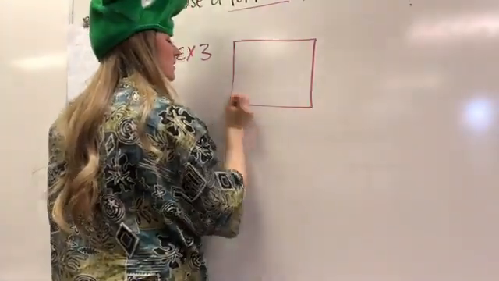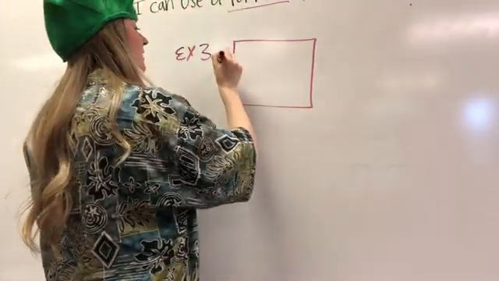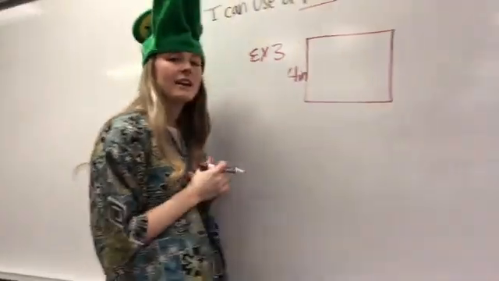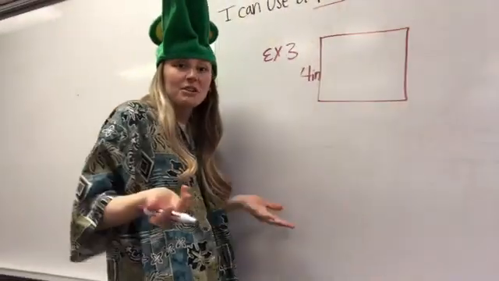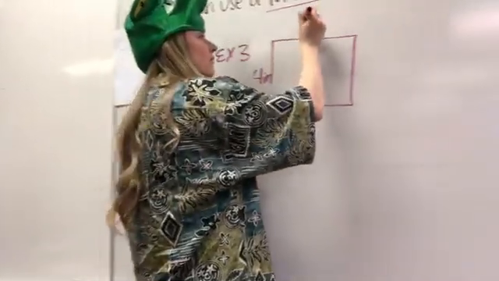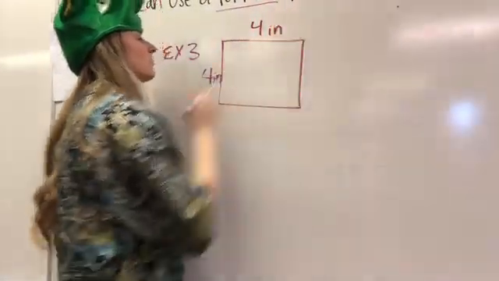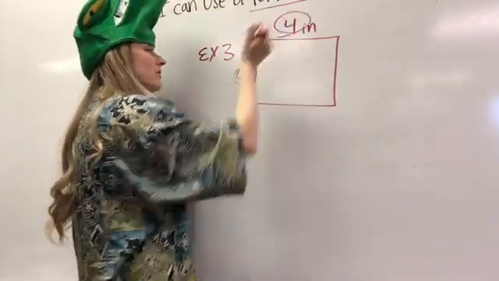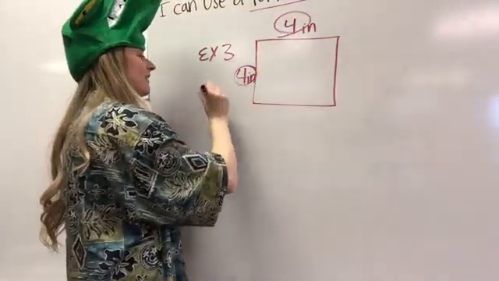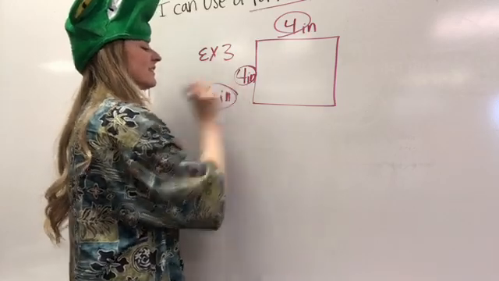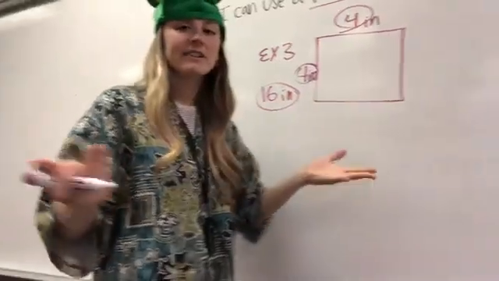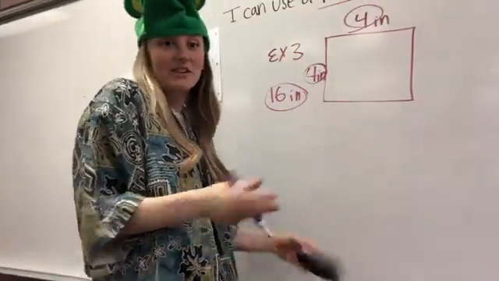Last one. Okay, if this was a square and this was 4 inches, and it asked you to find the area, what would you do? Well, you know a square, everything is the same. So 4, 4, 4, right? So we would just take our two sides, 4 times 4, and get 16 inches. Perfect. See, base times height, length times width, whatever you want to call it. Those are the formulas, and it works.